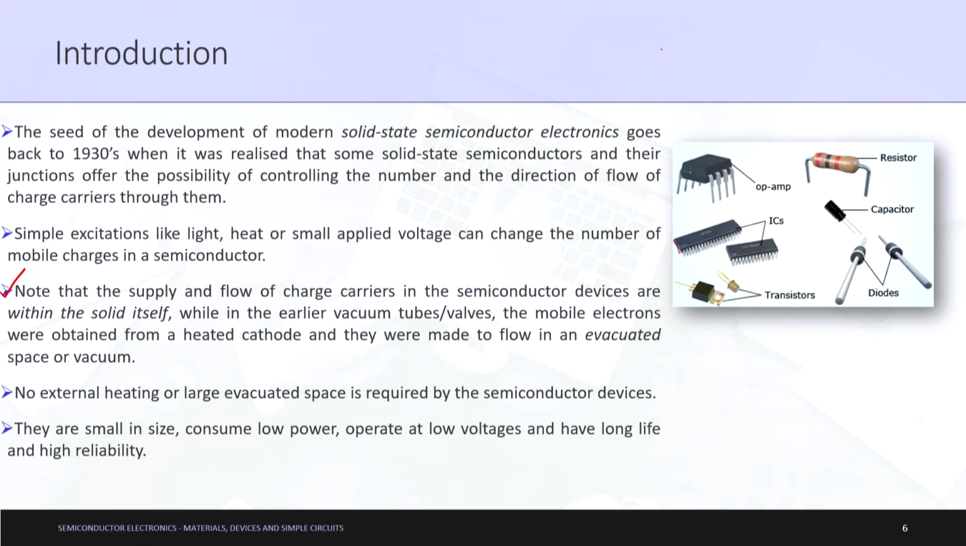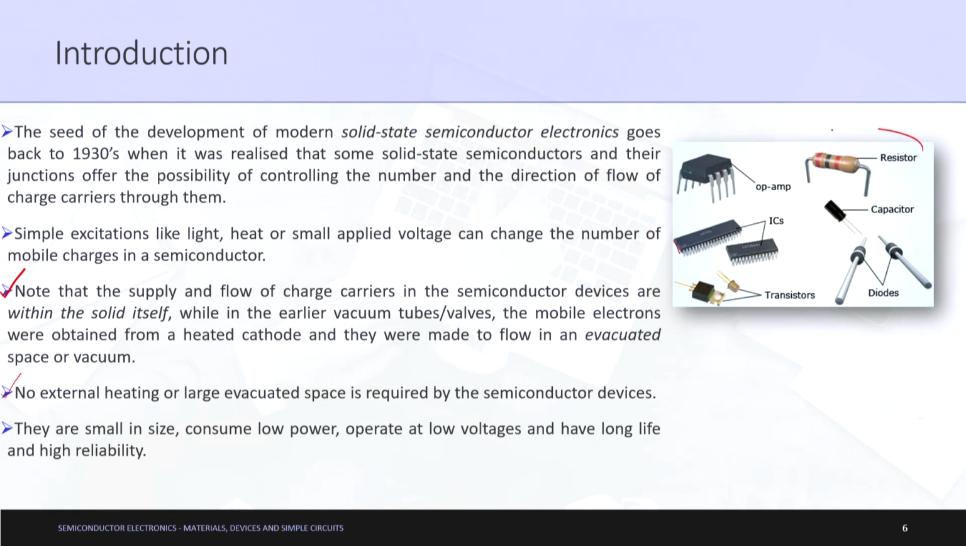You may have seen these integrated circuits placed directly on the motherboard. So it doesn't require any large evacuated space. These ICs have very little height, and hence they are very compact to put in circuits. No external heating or large evacuated space is required by the semiconductor devices. They are small in size, quite evident.